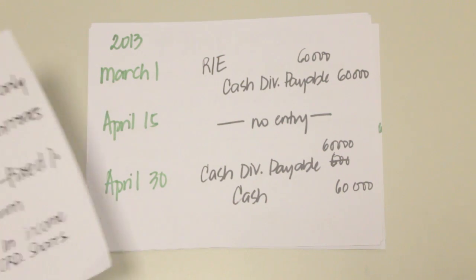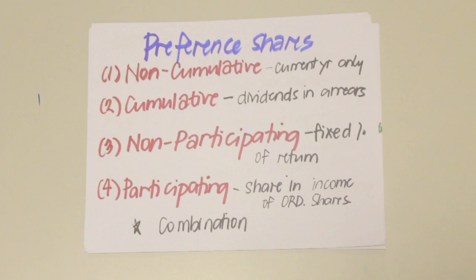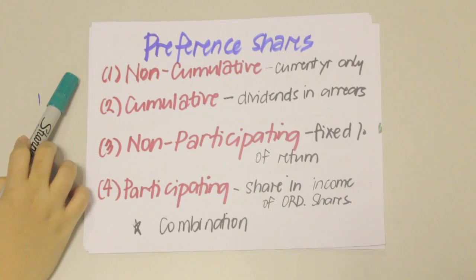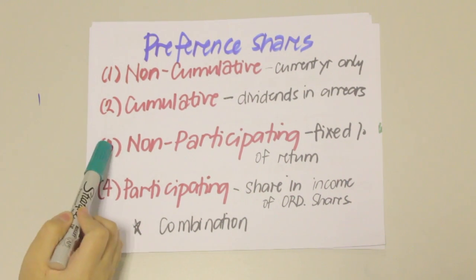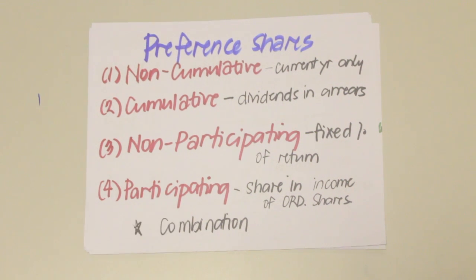Now, cash dividends can also be provided when a corporation has two classes of shares. But before we learn how to compute for the cash dividends given such scenarios, we have to first distinguish the different kinds of preference shares. We have four basic types, which would be your non-cumulative, cumulative, non-participating, and your participating preference shares.